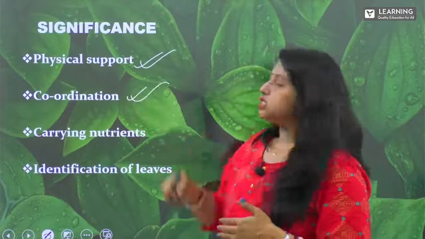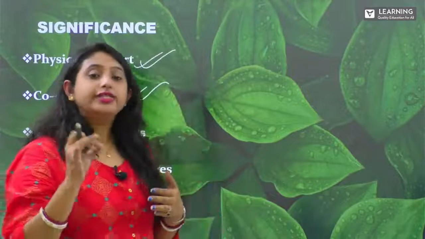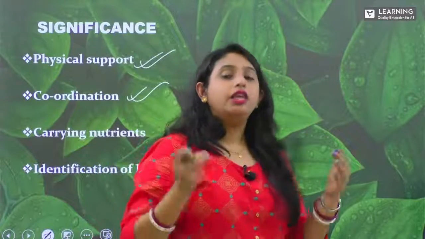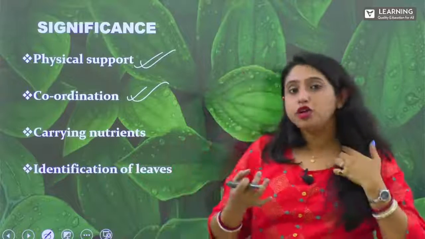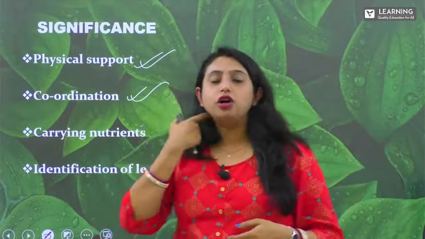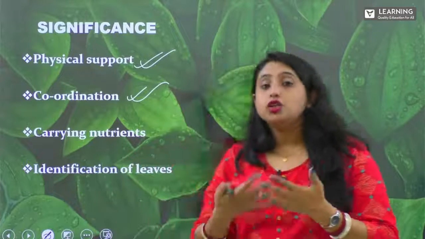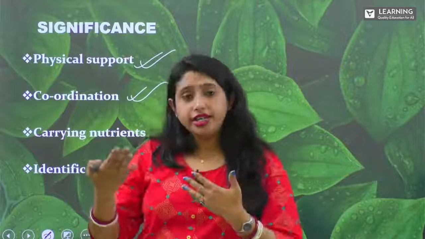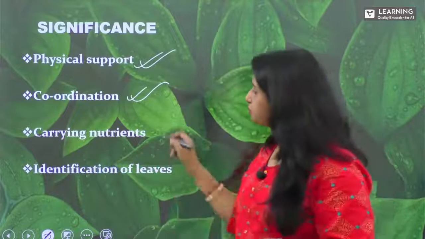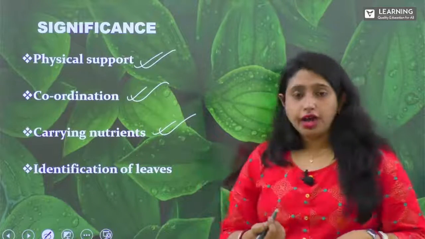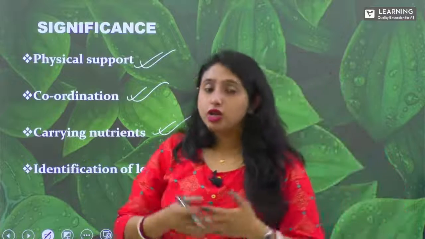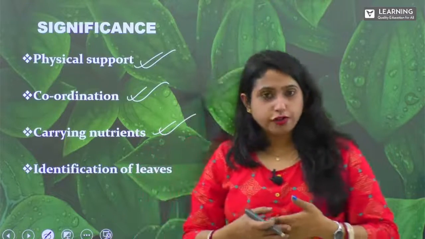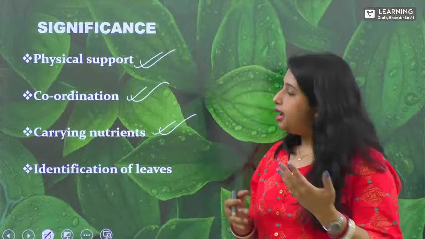Next thing is what? Coordination. Now, as you've seen, the veins are responsible for what? They're responsible for the transportation of food. They're responsible for transportation of nutrition from the leaves, right? So they are the carriers basically. So they help in the coordination in case of plants. And carry nutrition. Yes, they also help in carrying nutrition from one part of the plant to another.